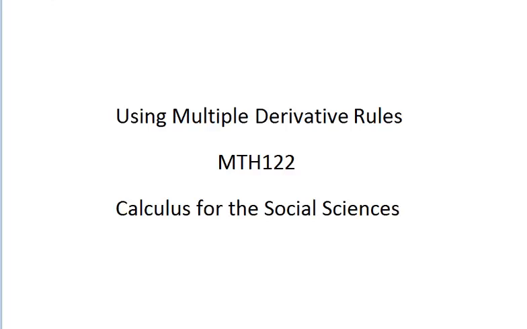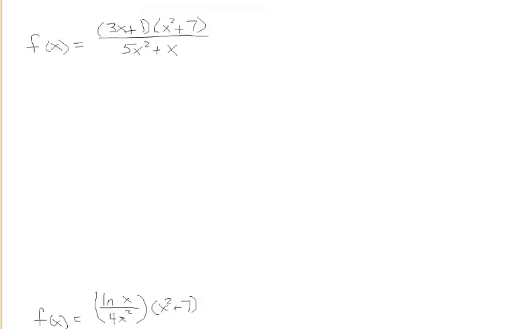In this video we're going to look at how to use multiple derivative rules to find the derivative of functions. Here in this first function we have f of x is equal to (3x plus 1) times (x squared plus 7) all divided by 5x squared plus x. And here we have the quotient rule, but then when we take the derivative of the numerator we're going to need to use the product rule. So we're going to use the combination of the quotient rule and the product rule. And in this case, we're going to start with the quotient rule.